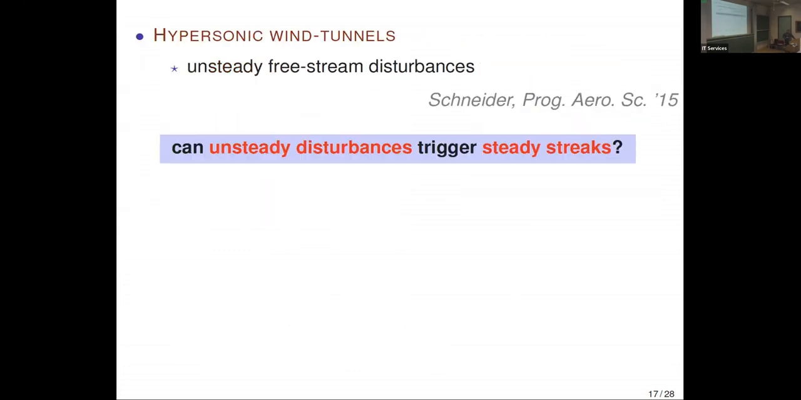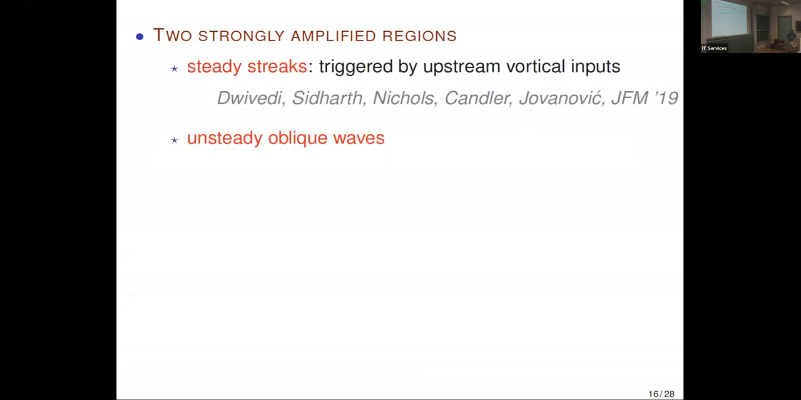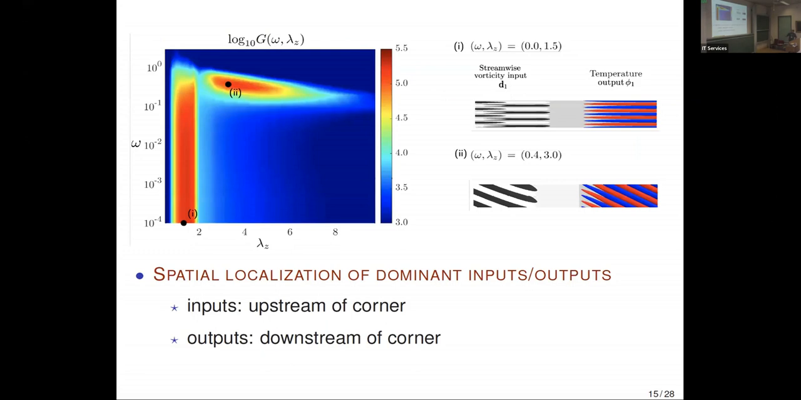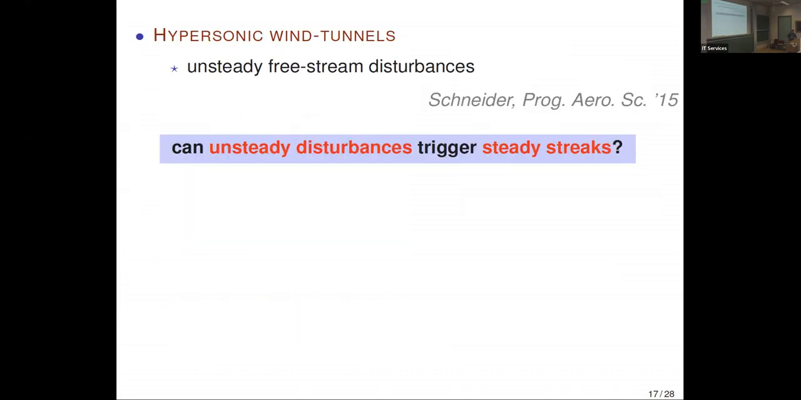And the reason why we want to do this is because in most wind tunnels, you experience unsteady free stream disturbances. And the question that we want to answer is whether unsteady disturbances can trigger steady streaks. Okay. Again, the rest of my talk is going to be paying attention to flow structures that correspond to this peak. And the question that I want to ask is, even though these are unsteady flow structures, can these structures trigger steady streaks that were observed in these experiments that I used as a motivation for my study?